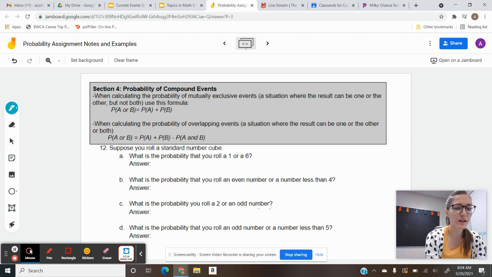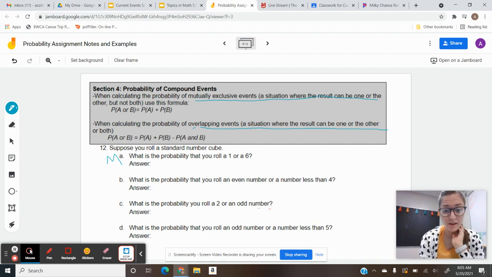All right, so what we did in class is we just used those definitions to identify 12A, B, C, and D either as mutually exclusive or overlapping. Okay, so the probability you roll a 1 or a 6. We already used that one as an example. That one's mutually exclusive. You could either roll a 1 or 6, not really both. So I'm just going to put an M by A. If you wanted to mark them the same, that's absolutely fine.